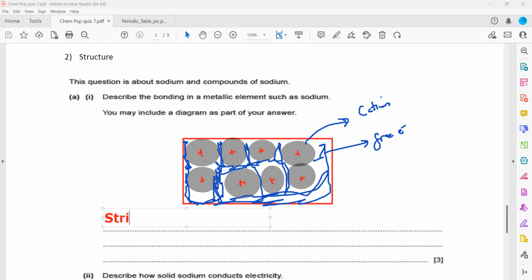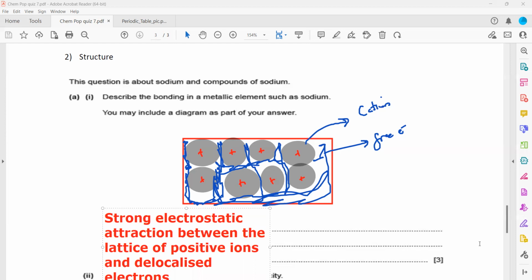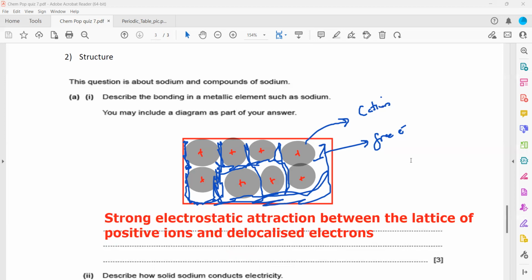It is a strong electrostatic attraction between the lattice of positive ions and delocalized electrons. So a strong electrostatic attraction between the lattice of positive ions and the delocalized electrons is known as a metallic bond.